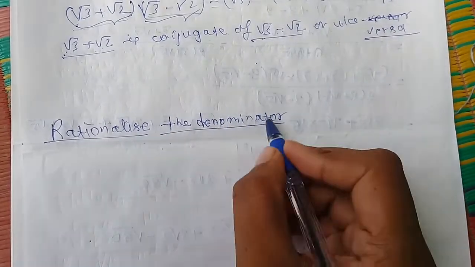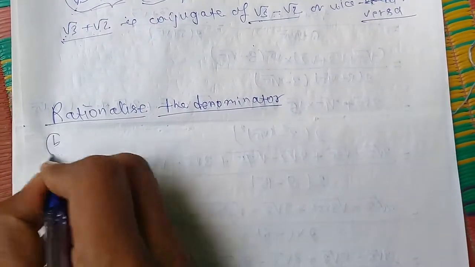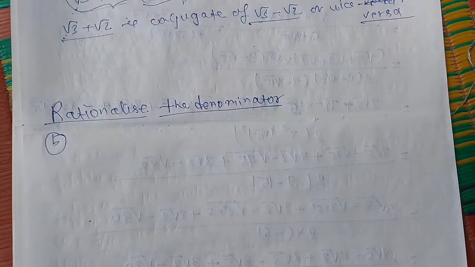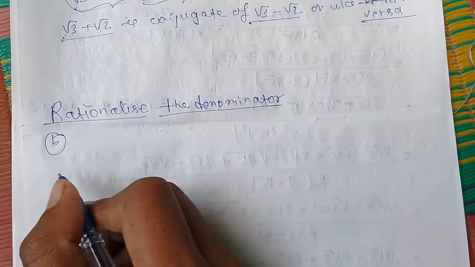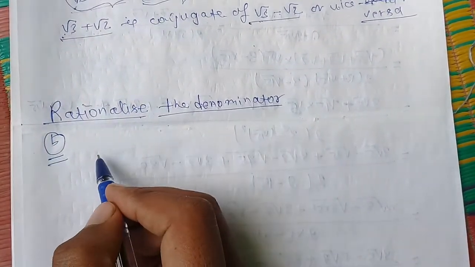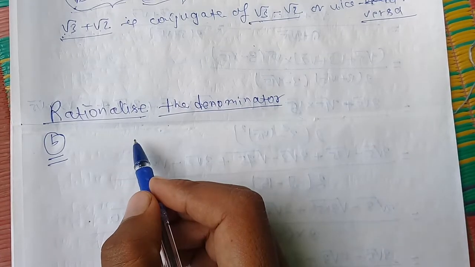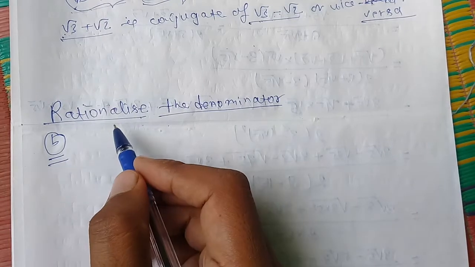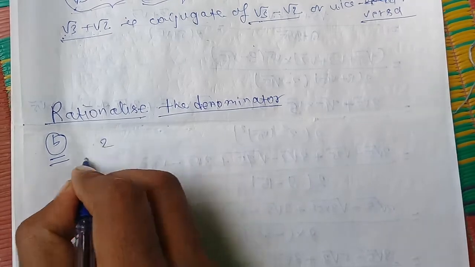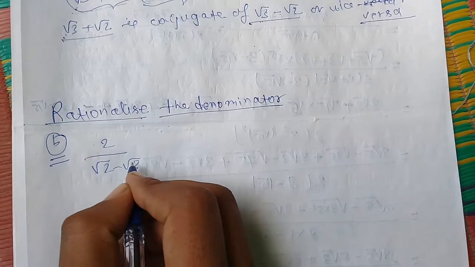So, rationalizing the denominator. What will happen in this? If any denominator has a surd or irrational number, then it should be rationalized. To remove an irrational number from the denominator is called rationalization. Okay, so here we have 2 root 2 divided by root 2 minus root 3.